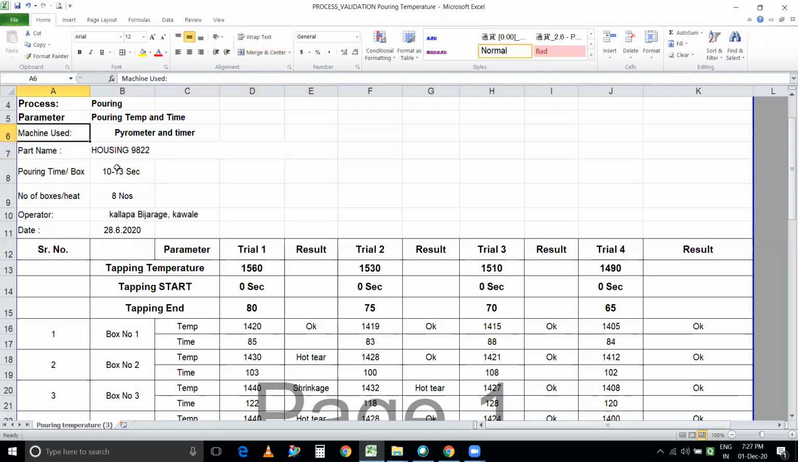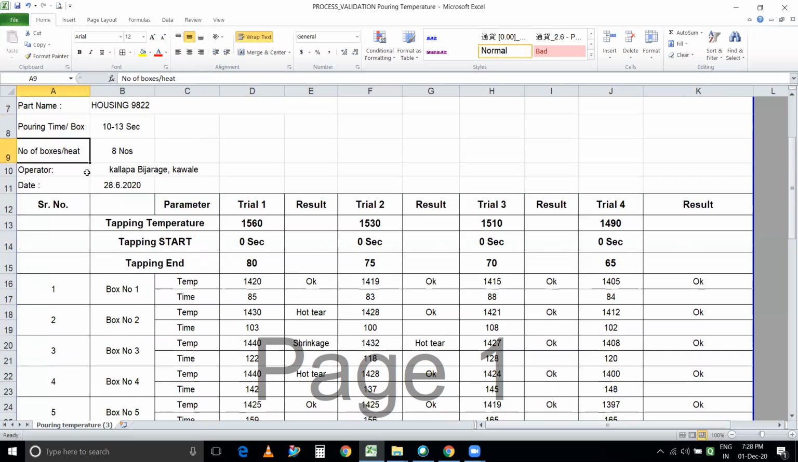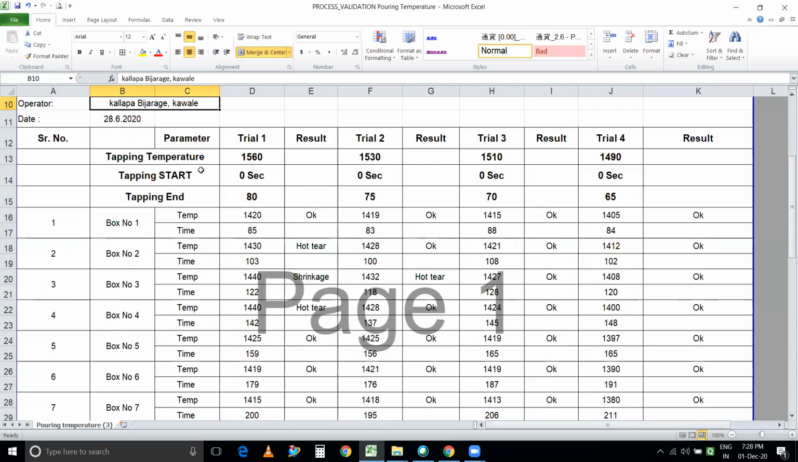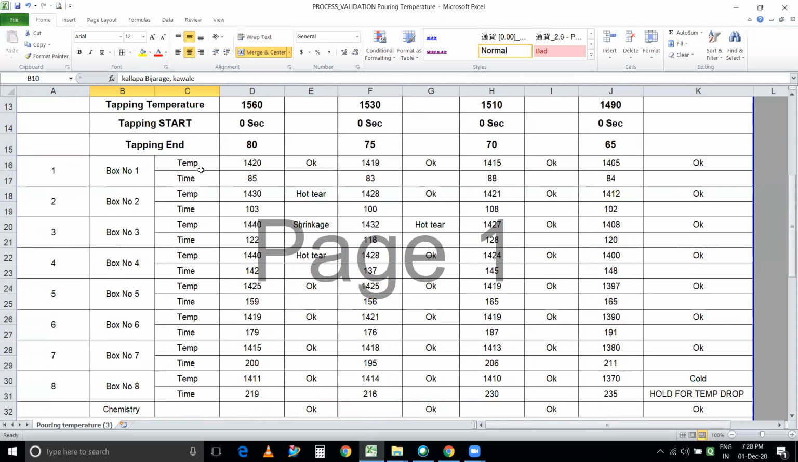Then we have to confirm equipment used, parts, pouring time for that typical job, number of boxes per heat, and operators' names, their training if required, or whether they are knowledgeable for that or not. For their understanding, according to the skill matrix. Yes.